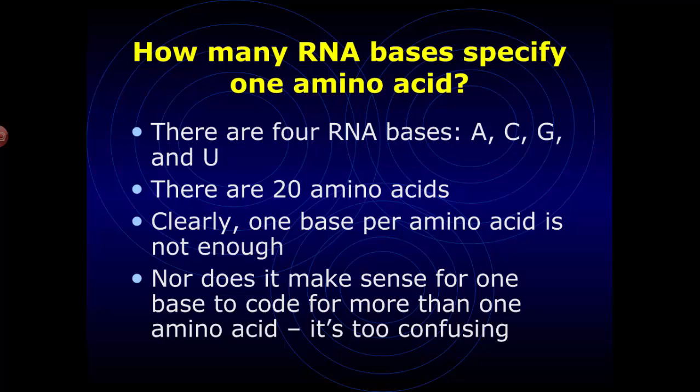Somebody suggested, well, why don't we just put 5 amino acids coded by A, 5 coded by C, 5 coded by G, and 5 coded by U? Well, that's going to be really confusing, because if you see an A in your transcript, how do you know which of the 5 amino acids to bring in? There's no thought process here. It's all chemical, so it has to be something that's going to happen automatically. So this isn't going to work.